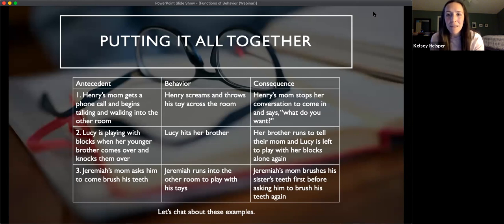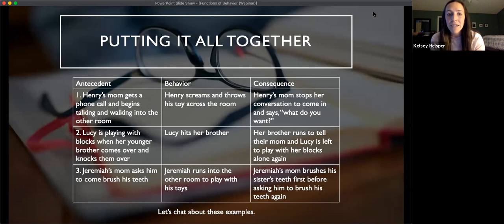Yep. So I'm going to read some of the answers coming in. So she will hit her brother. She will hit her brother. So, yes, you guys are right on the money. So you can see that by writing all of this out, you get a really clear picture of exactly what happened. And then you can start to identify patterns in that behavior.